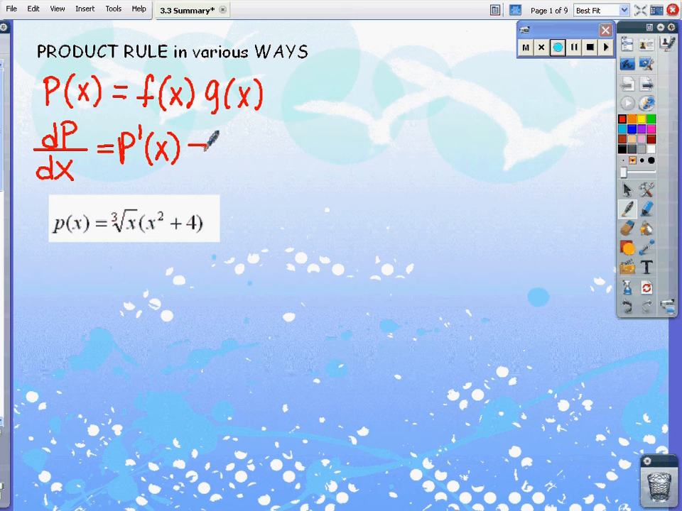And for the derivative of the product, you will take the very first function, leave it alone. You will multiply it with the derivative of the second function, plus leave the second function alone, multiply by the derivative of the first function.